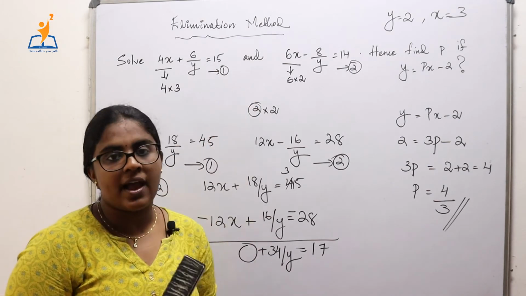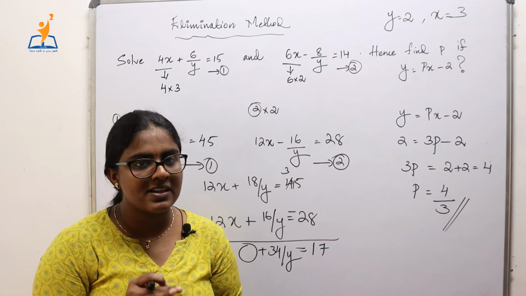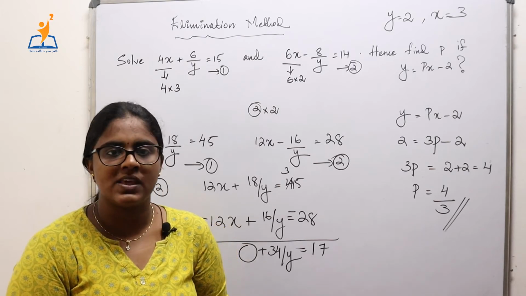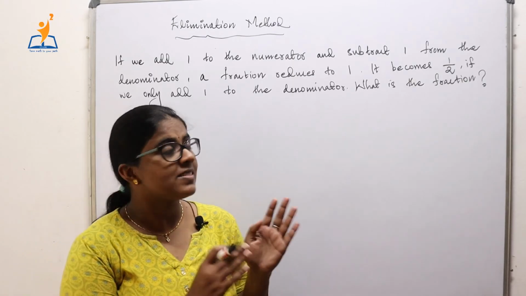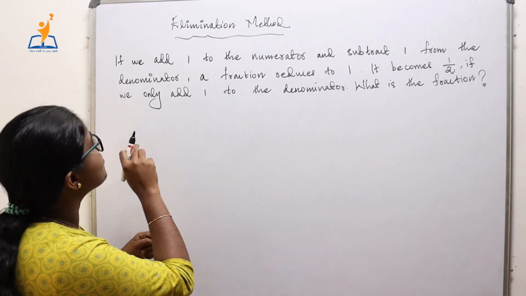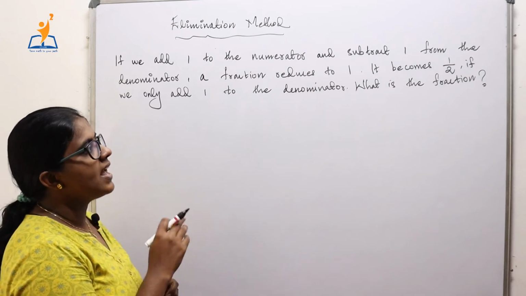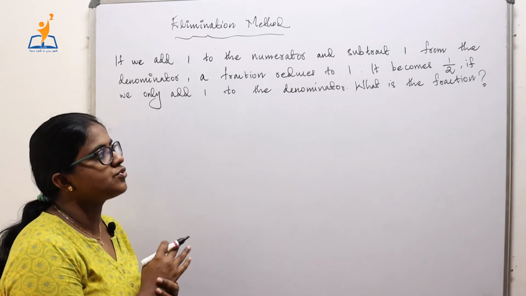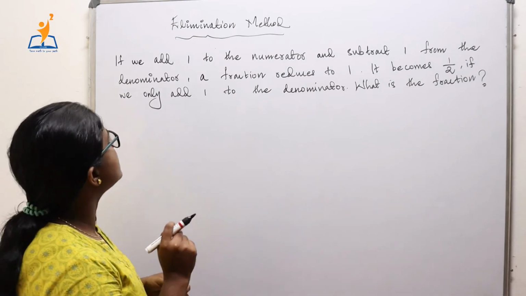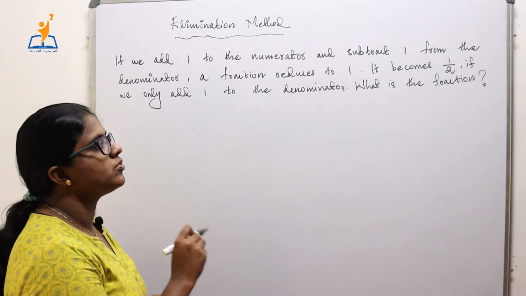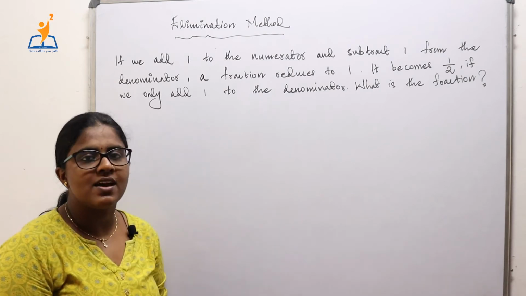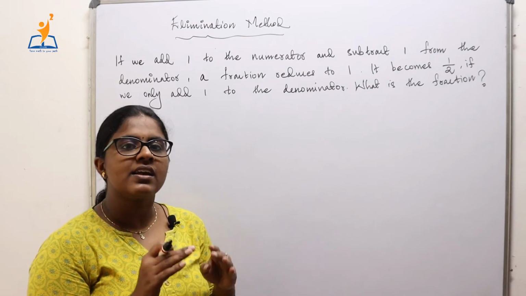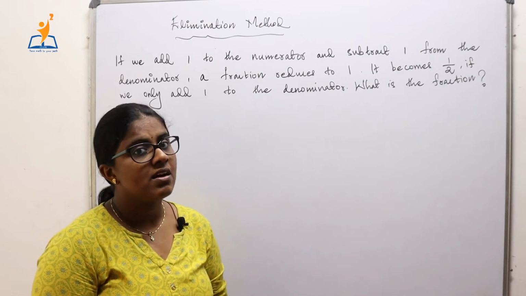So I hope that the elimination method is clear to you. Now we will solve one more problem using elimination method. Consider this problem. The question is, if we add 1 to the numerator and subtract 1 from the denominator, a fraction reduces to 1. It becomes 1 by 2 if we only add 1 to the denominator. What is the fraction?